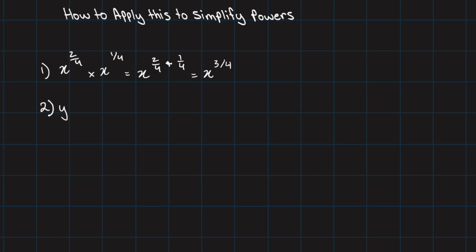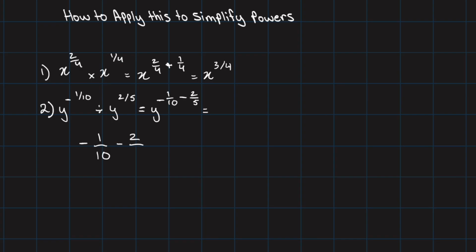If we have y to the negative 1 over 10 divided by y to the power of 2 over 5. Since we're dividing, these actually subtract, so that gives you y to the negative 1 over 10 minus 2 over 5. And then this is where you have to find a common denominator and everything, so let's just do it right under here. We have negative 1 over 10 minus 2 over 5. Obviously, the common denominator is 10.